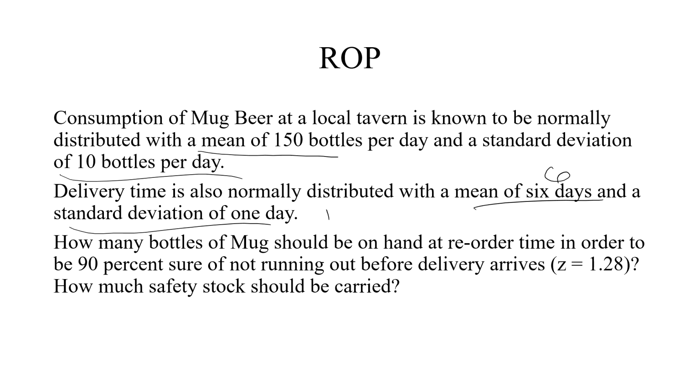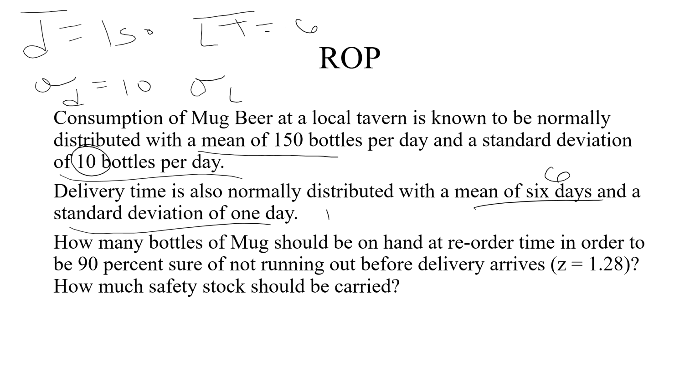So our mean daily is going to be D with a line over it, lowercase, again because it's daily, that's why we're doing a lowercase, is 150. Our standard deviation for our daily is going to be 10, that was given right here. Our mean LT is going to be 6, and then our standard deviation of LT is going to be 1. So then we can go ahead and find our expected demand. So that's going to be the mean of our demand times our mean of LT, our lead time, and that's going to be 150 times 6, and that's going to give us 900 bottles.